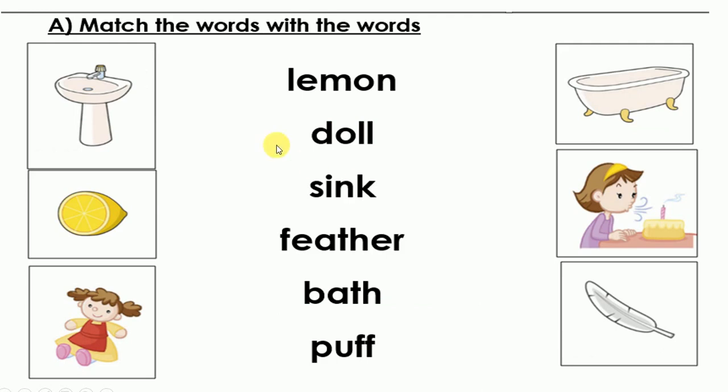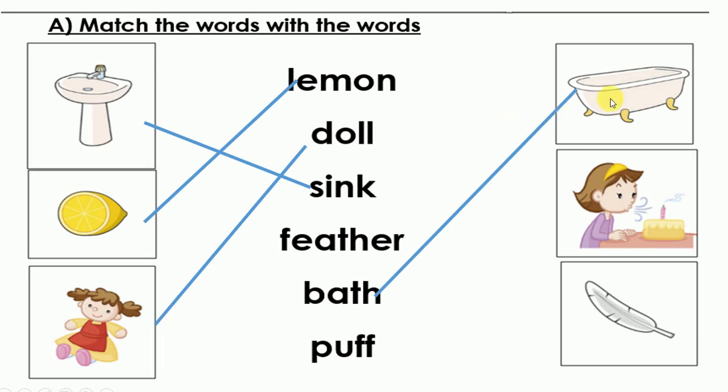Next worksheet, match the words with the pictures, not words, with the pictures. Here is a picture of a sink. The word lemon will go to lemon. Next one, sink will go to sink. Next one, doll will go to doll. After that, bath will go to bath. Then buff will go to buff. The last one is feather. Please match this in your booklet. If you finish, try to revise.